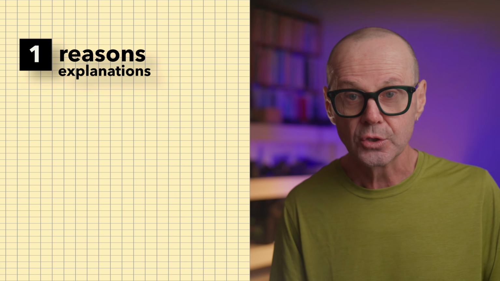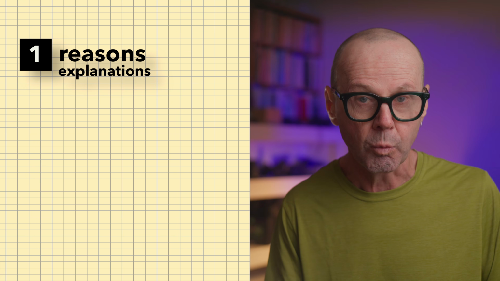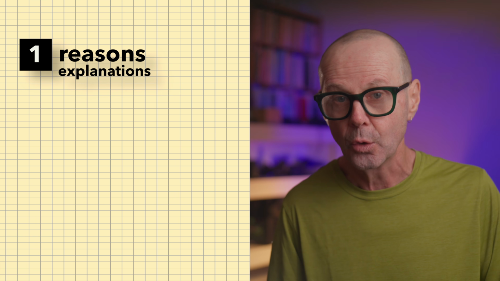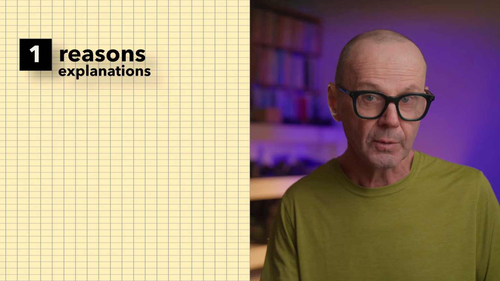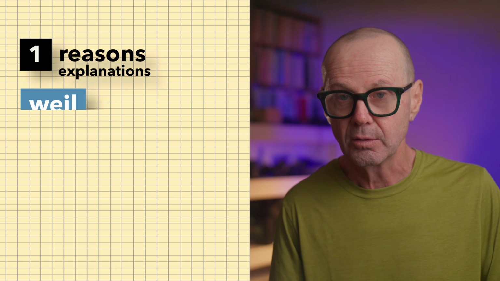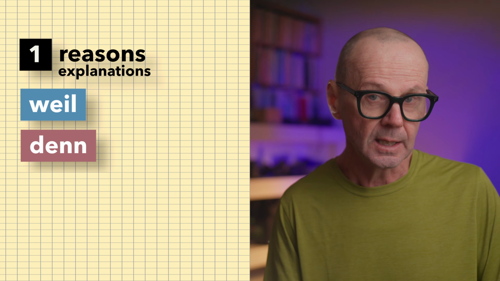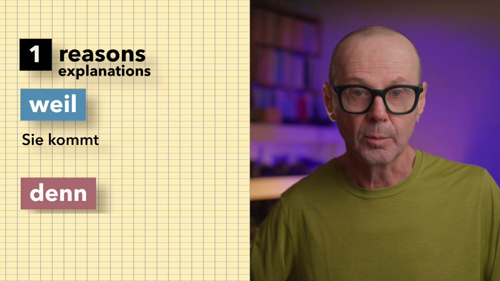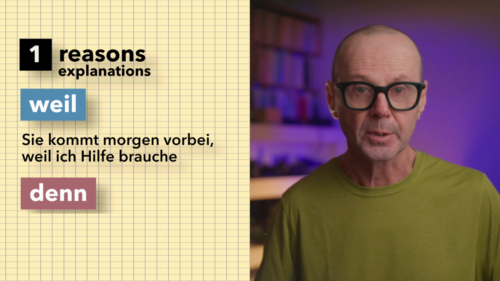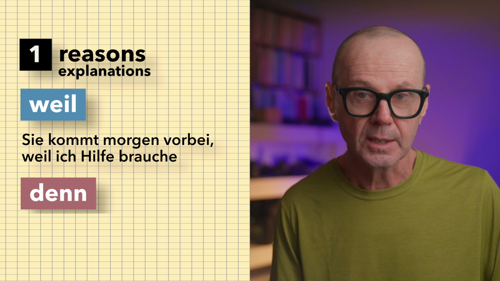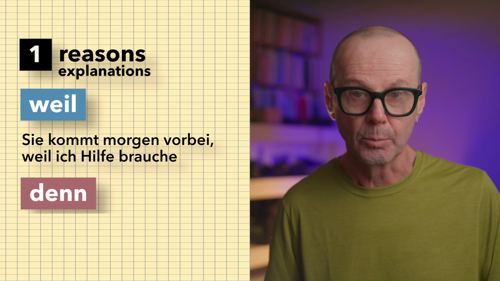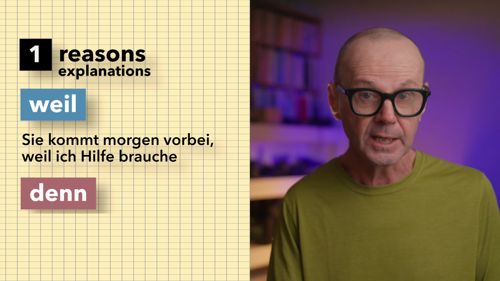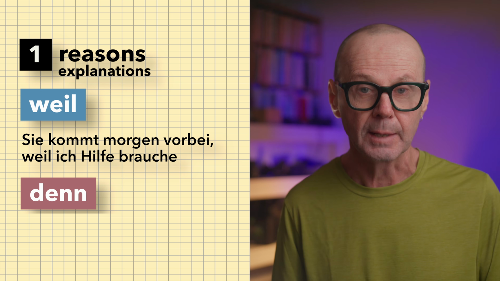What we're trying to do here is to explain why, aren't we? Give explanations for certain states or actions. You know this already. This is when we're using weil or denn. Let's get some examples anyway. Sie kommt morgen vorbei, weil ich Hilfe brauche. She's calling by tomorrow because I need help. We're presenting a reason, an explanation, aren't we? I need help, so this is why she's coming past.